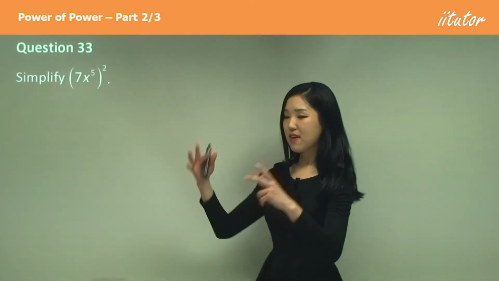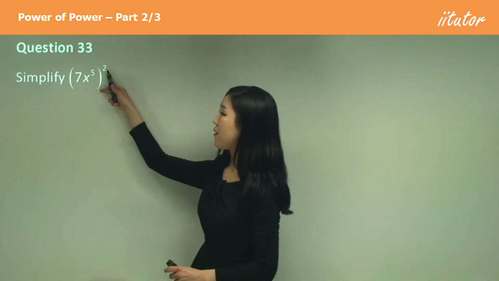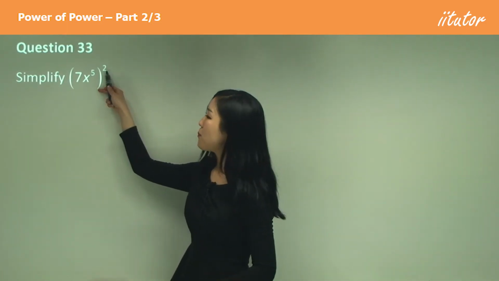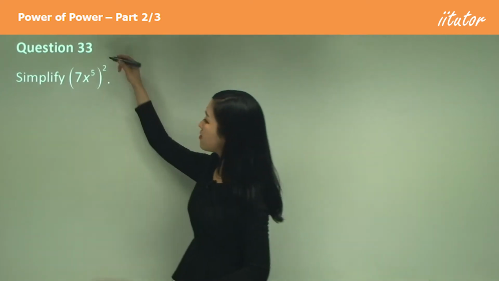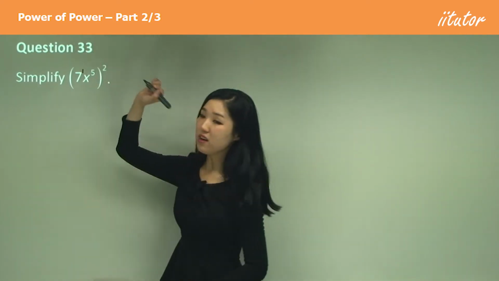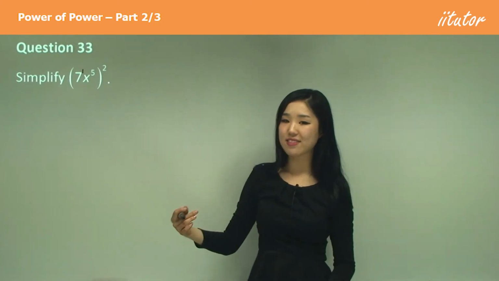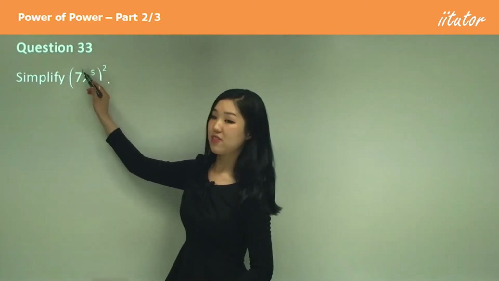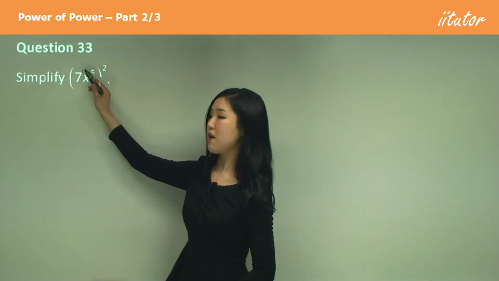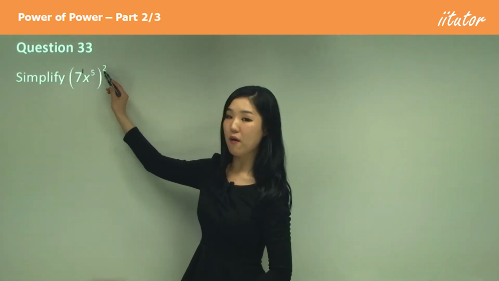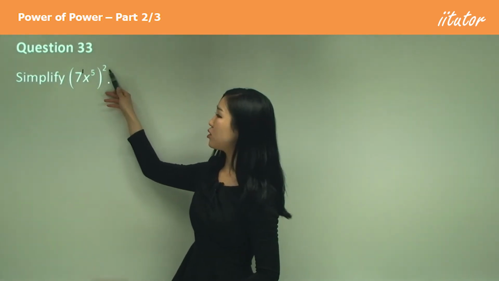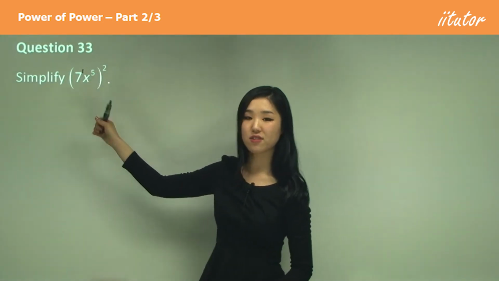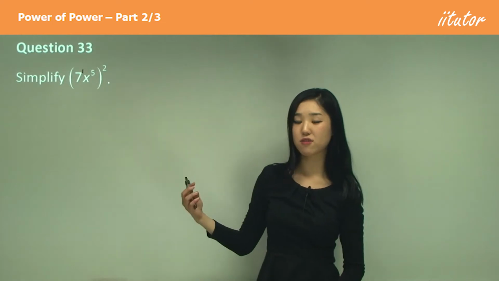I said if there's brackets and there's a power outside, make sure you power it to everything inside the brackets. So see how this is 7 to the power of 1? Our law of powers tells us that whatever's inside that power, I have to multiply that power with the outside power. So you have to multiply 2 with 1 and you have to multiply 2 with 5 as well. So everything inside the brackets, you must multiply them.